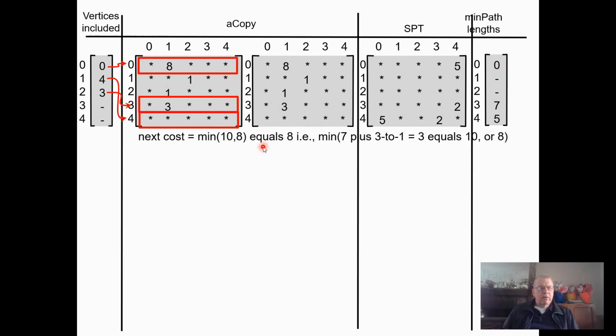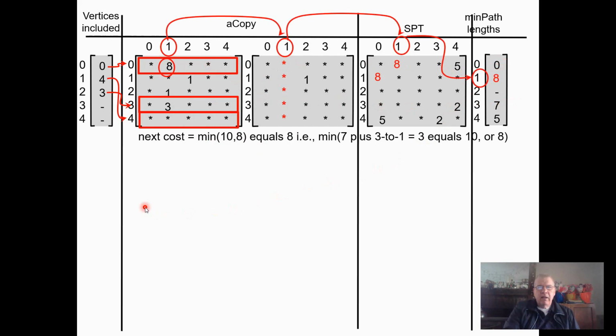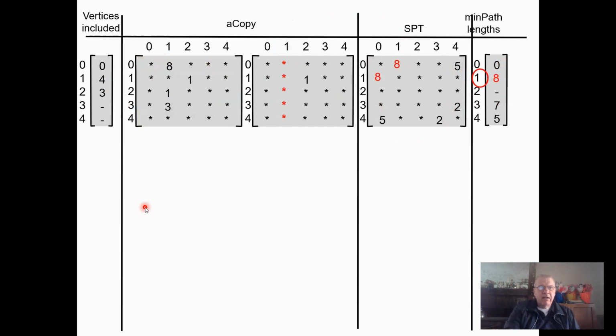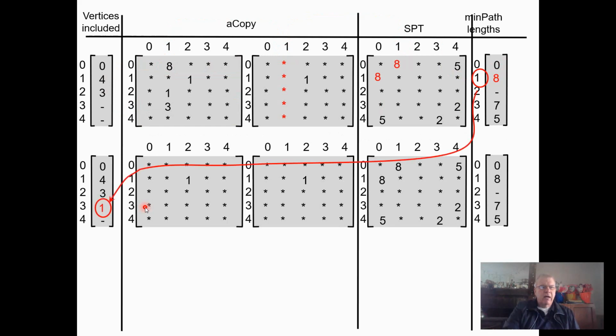So vertex 1 is the one we get to via the edge that's weighted 8. So the minimum of 10, which is 3 plus 7, and 8, which is 8 plus 0, is 8. So that means that vertex 1 is the one we get to. Zero it out, we add them in, we add the minimum path length, which is 8, and we add vertex 1 to the graph, to the vertices we included.